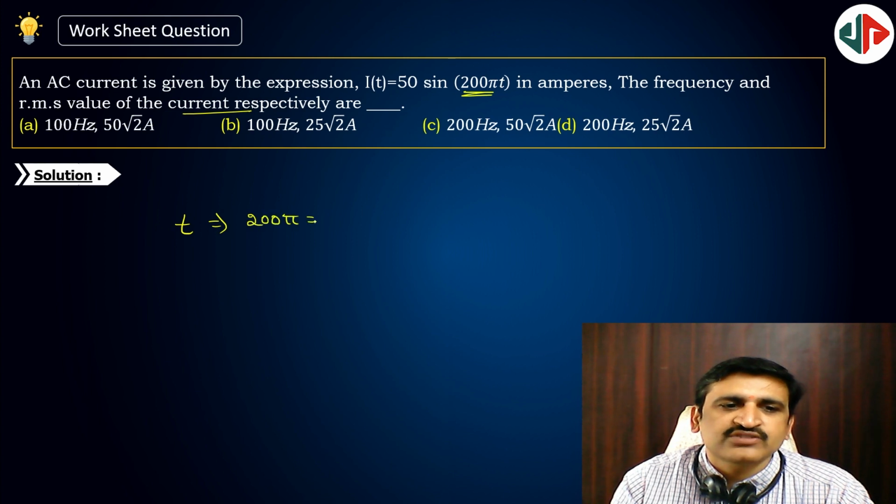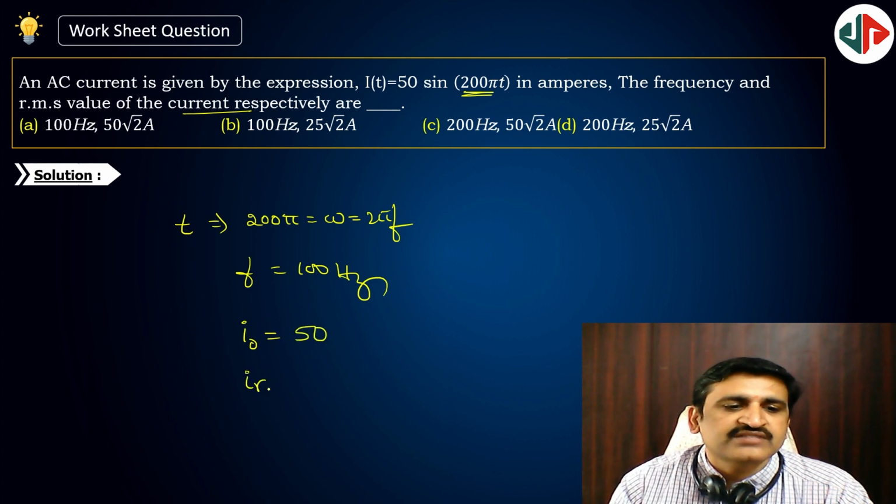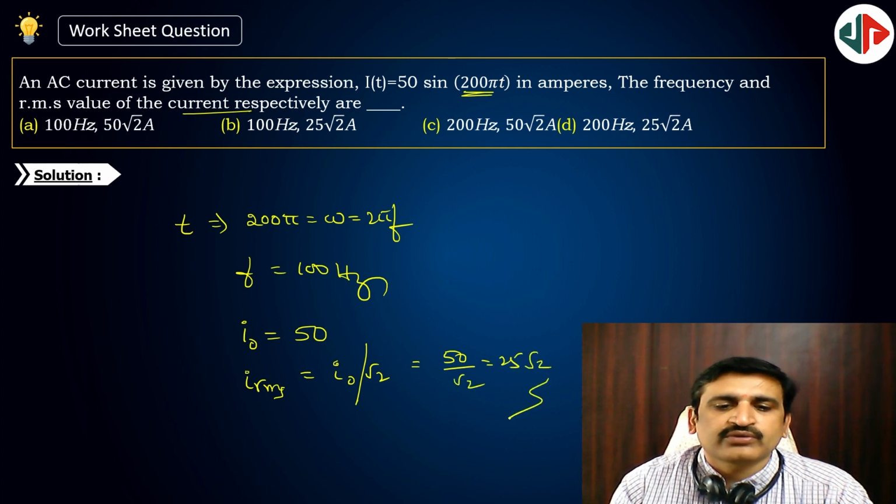The coefficient is 200 pi, which is omega, which is 2 pi f. So f is equal to 100 hertz, and I naught is equal to 50, and the IRMS value is I naught by root 2, that is 50 by root 2. 50 by root 2 means 25 root 2.